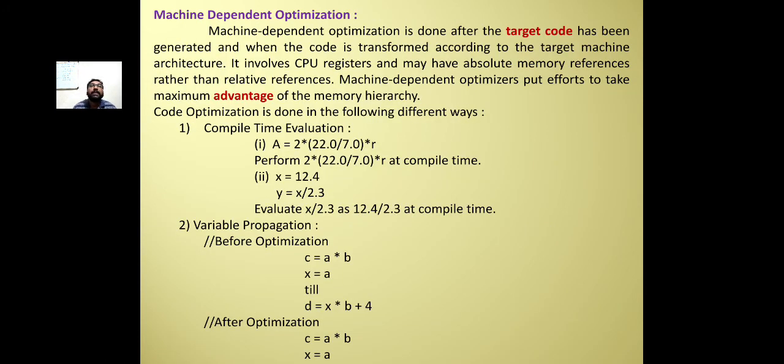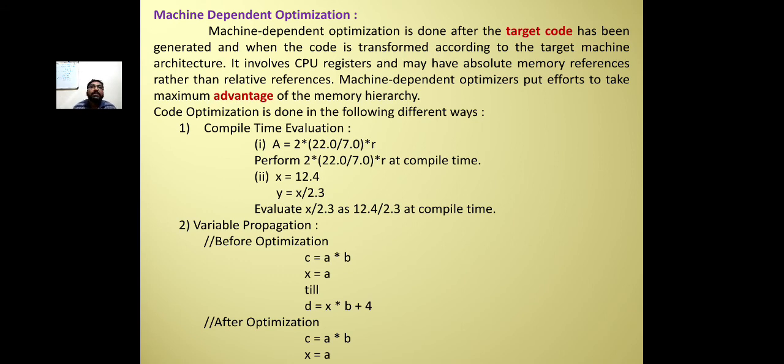Machine dependent optimization. Machine dependent optimization is done after the target code has been generated and when the code is transformed according to the target machine architecture. It involves CPU registers and may have absolute memory references rather than relative references. Machine dependent optimization puts effort into taking maximum advantage of the memory hierarchy.